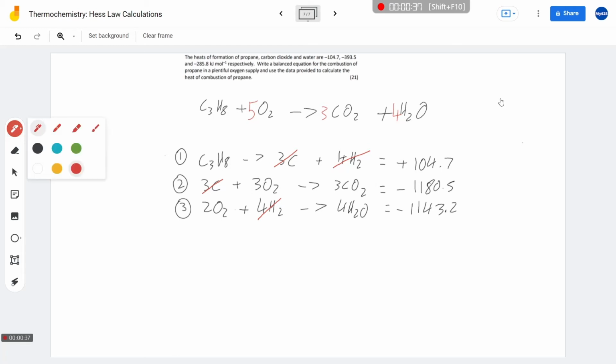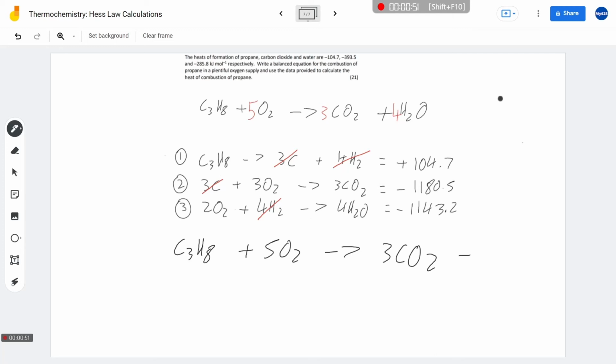On the left-hand side, we have a C3H8, and we have 3O2 and 2O2, which is 5O2. Then on the right-hand side, we have 3 carbon dioxide and 4 H2O. Is that the equation we were trying to build? Indeed it is, and we sorted it up there.